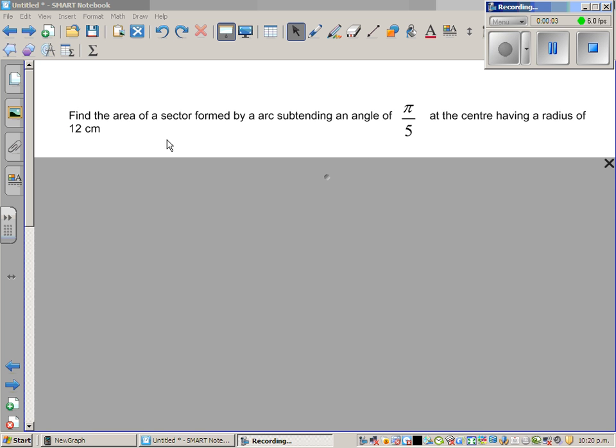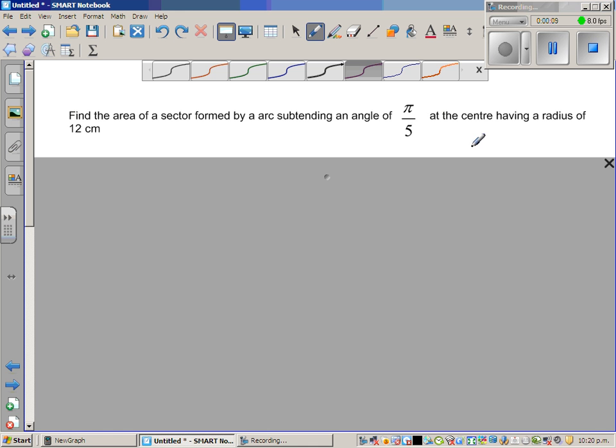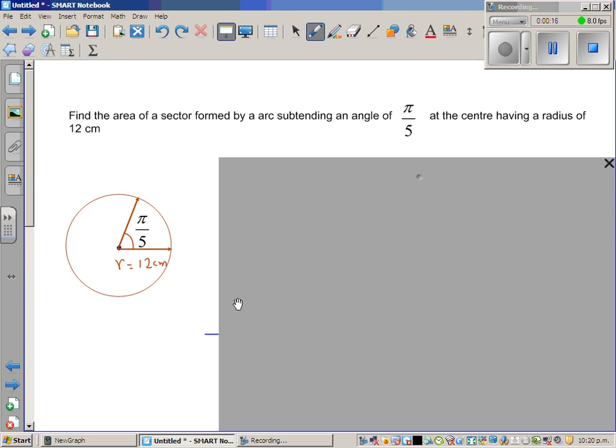Find the area of a sector formed by an arc subtending an angle of pi by 5. This is in radians, at the center having a radius of 12 centimeters. So I worked this problem out. It is always good to draw a diagram whenever you have an example.